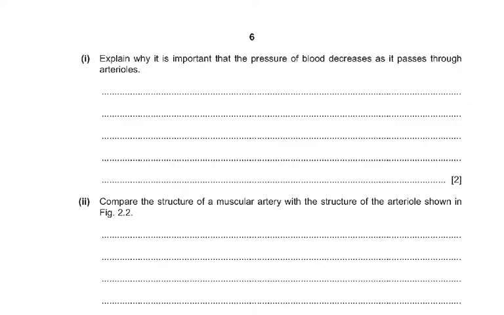Blood at high pressure will burst or damage the capillaries. Capillaries have thin walls. They're only one cell thick. And low pressure blood flows slowly to allow exchange or the diffusion of substances. And pressure will be low at the venous end of the capillary, so the tissue fluid is reabsorbed. So all those points you have to give me for why it is important for the pressure of the blood to decrease as it passes through the arteriole.